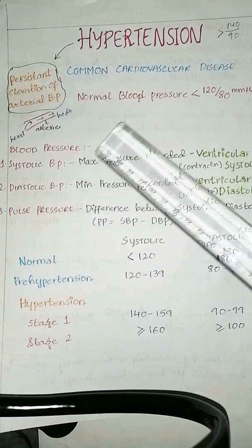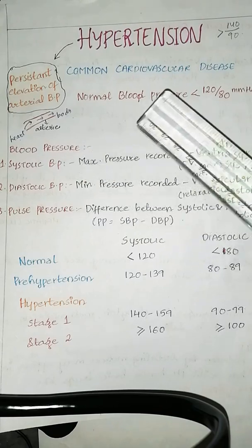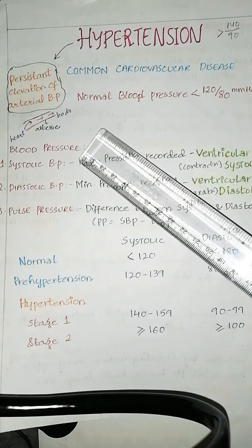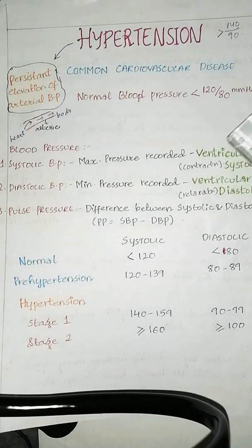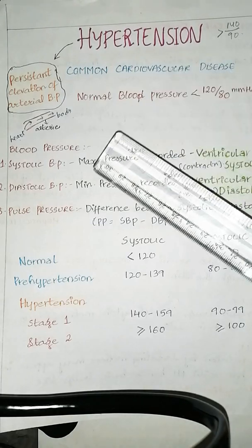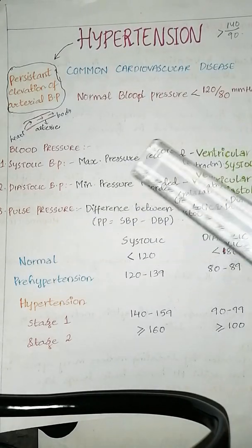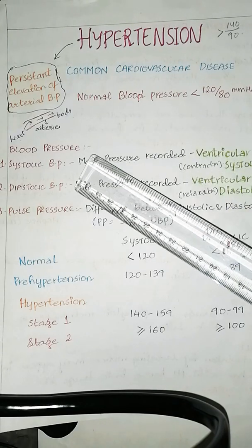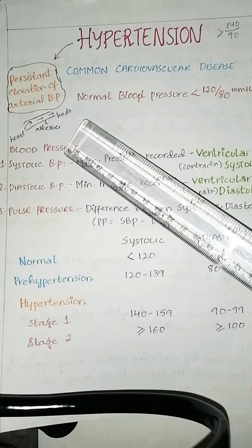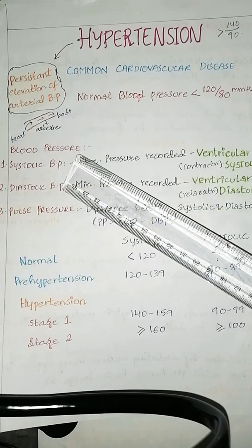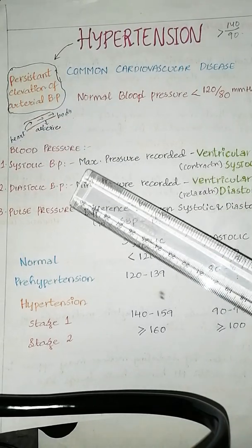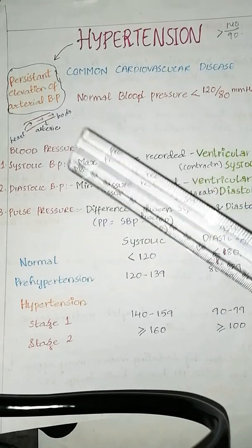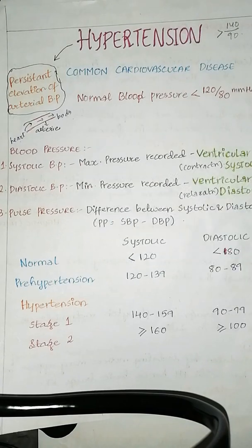First, coming to systolic blood pressure: it is the maximum pressure recorded during the ventricular systole, that is the ventricular contraction. Next is the diastolic blood pressure: the minimum pressure recorded during the ventricular diastole or ventricular relaxation. Systolic means contraction, diastolic means relaxation. Pulse pressure is the difference between the systolic and the diastolic blood pressure.